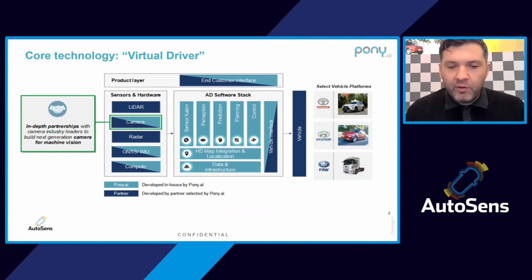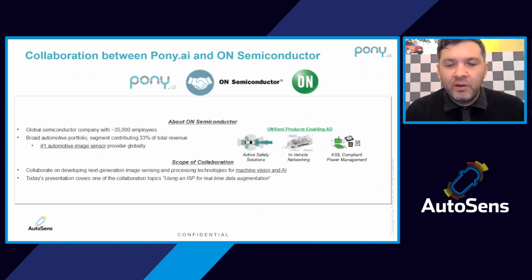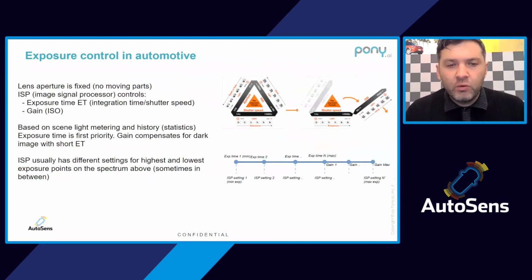One of the partnerships, which I'm going to highlight today, is the partnership with ON Semiconductor, a global leader in image sensor and ISP for autonomous vehicles. First, I'd like to talk about exposure control in photography and automotive. In photography, we have aperture control, ISO or gain, and shutter speed or exposure time.